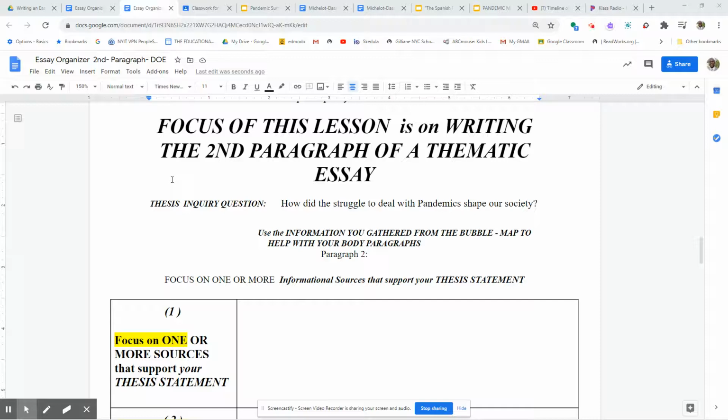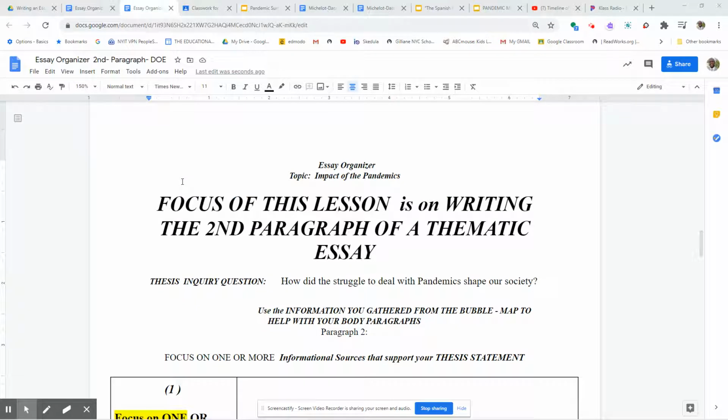Hello, everyone. This is the second lesson relating to our topic, the impact of pandemics, the essay. We're going to focus today on how to write the second paragraph of a thematic essay.